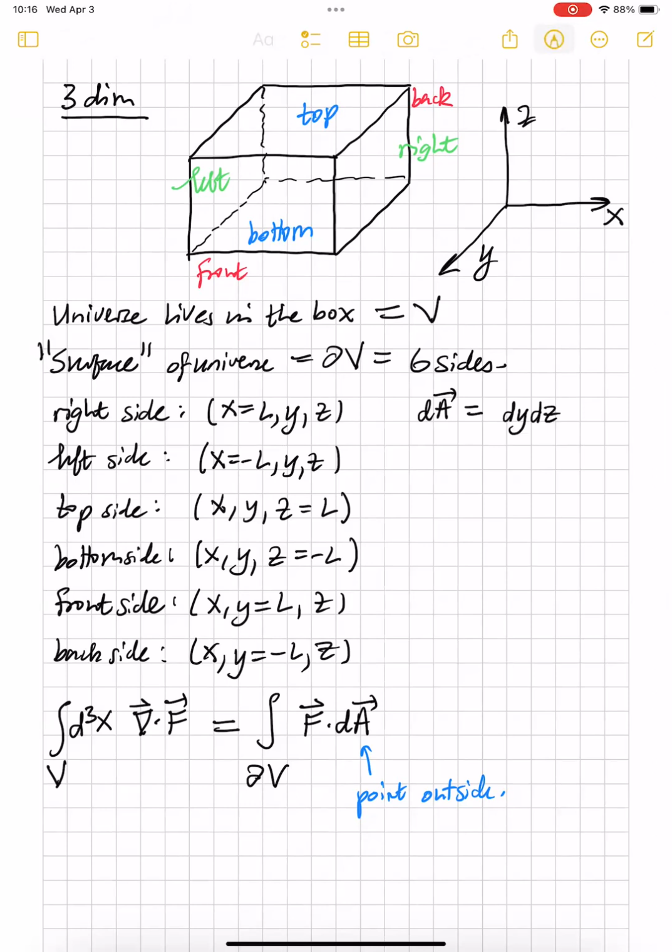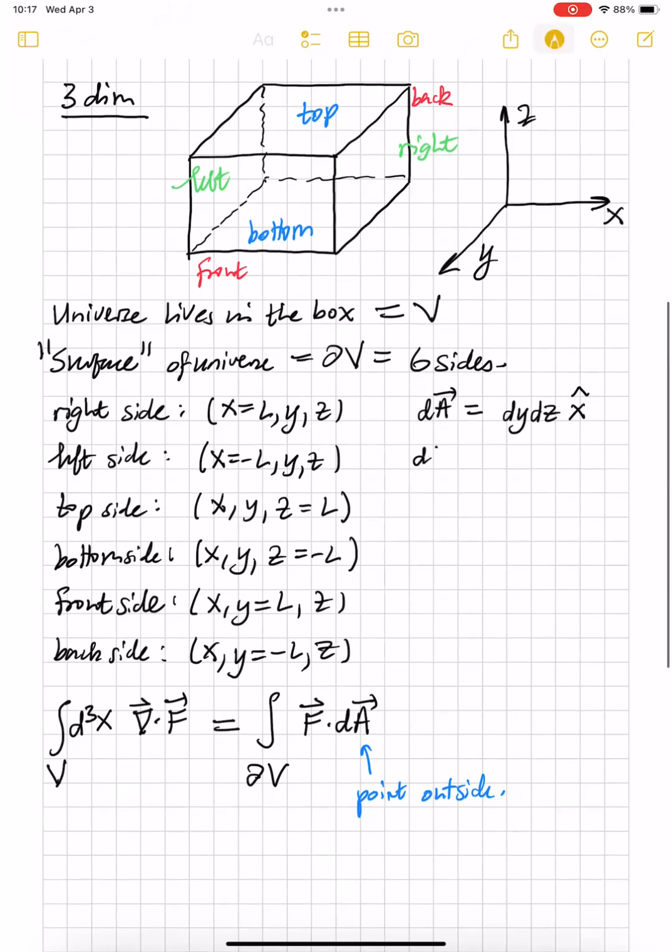And then in which direction does dA point? Well, if you look at the right side in this figure, it's pointing outside of the box, in the x hat direction, the unit vector that points in the positive x direction. Now let's take a look at the left side. Again, y and z can vary, but now our unit vector on the left side for dA has to point outside of the box, which means along the negative x direction. So we'll have a minus x hat. I hope that's clear.